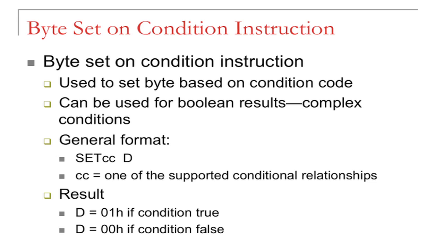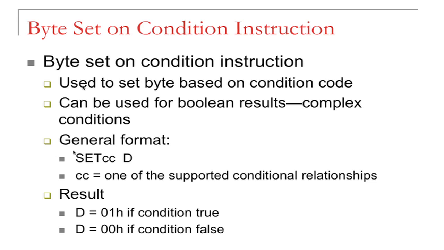Byte set on condition instruction. So this instruction is going to set a byte. What do we mean by set a byte? Make all the bits in a byte to be 1. That's what we mean by byte set. Byte set on condition instruction is used to set byte based on condition code. It can be used for Boolean results. For example, we'll see in the next slide.